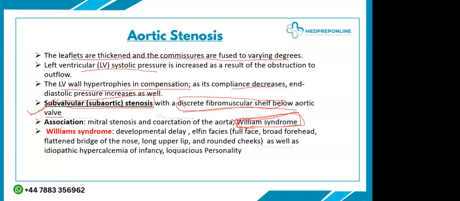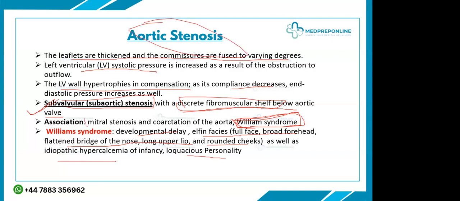In Williams syndrome, there is developmental delay, elfin facies, a full face, broad forehead, flattened bridge of the nose, long upper lip, and rounded cheeks, as well as idiopathic hypercalcemia and a loquacious personality. They are very happy babies. They may give you the signs and clinical features of Williams syndrome along with some clinical signs and symptoms of congenital heart disease and ask you about the diagnosis, and that will be aortic stenosis.